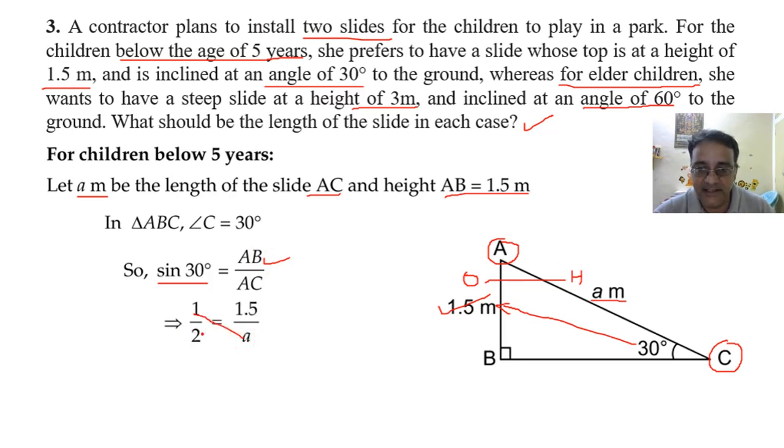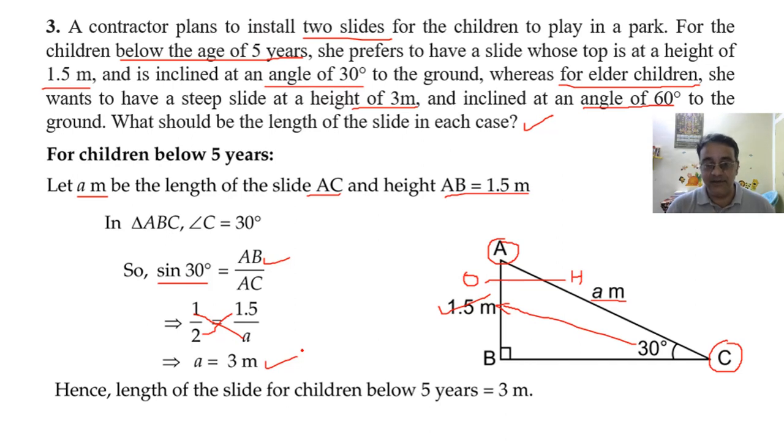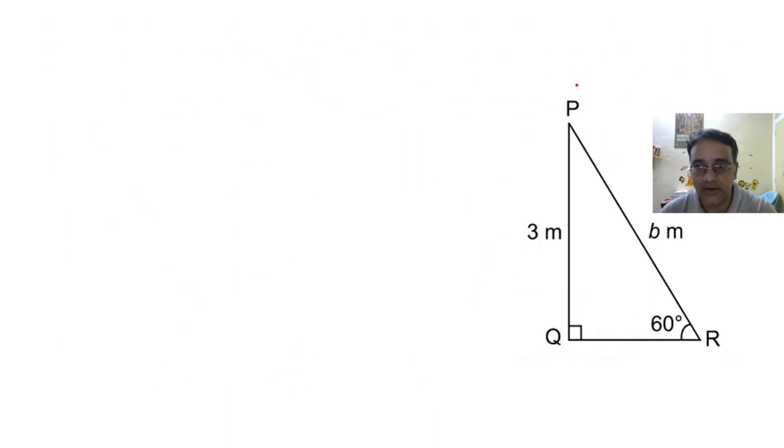So cross multiply करेंगे तो कितना मिलेगा? A is equal to 3. Right, a is equal to 3 meters. So this is the length of the slide for children below 5 years. Now we are moving towards the next one. Height 3 meter दिया हुआ है और angle of elevation 60 degree. So थोड़ा steep ज़्यादा रहेगा. जितना ज़्यादा angle रहेगा उतना steep ज़्यादा रहेगा.